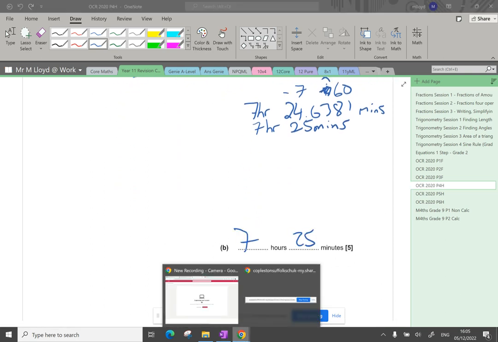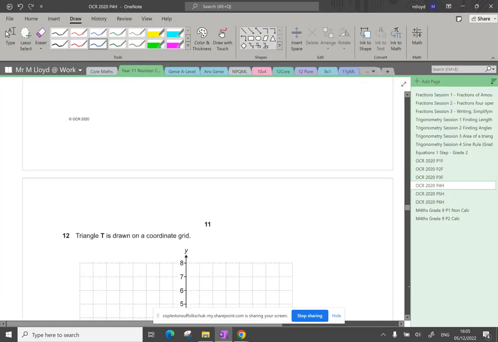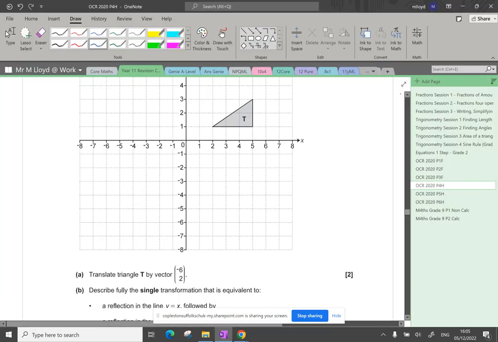Super. All right, just a quick time check, see how we're getting on. Just over 3 minutes to go. Oh, we can do this, no problem.